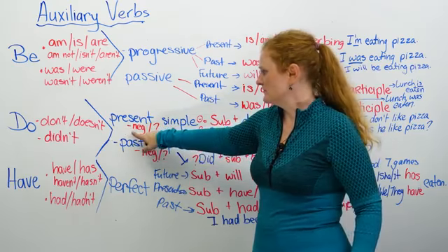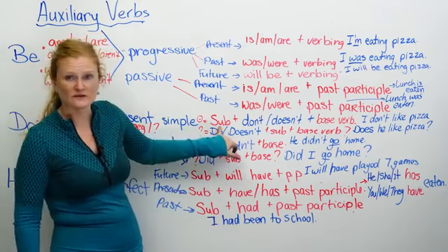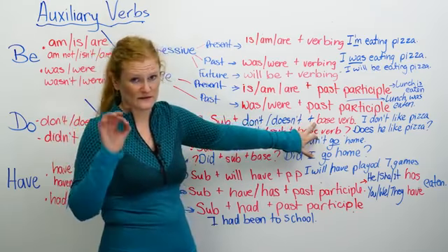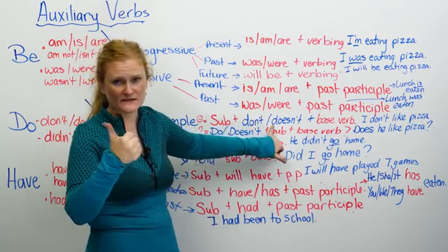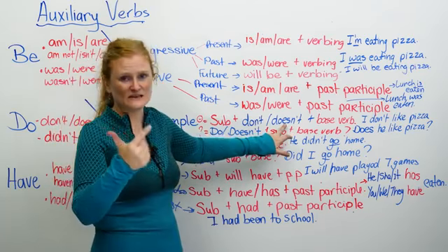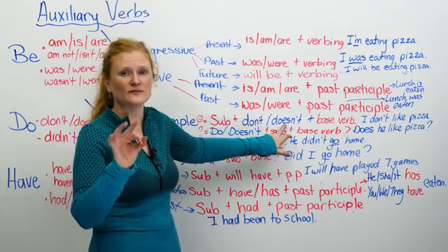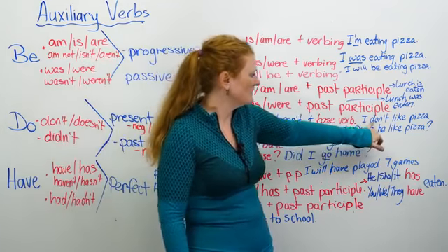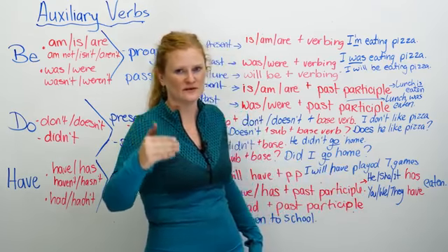We only use this auxiliary verb for the negative and the question form. So in the negative, we're going to use subject plus don't or doesn't plus the base verb. Now, this is where English gets tricky, and you have to remember that if it is I, you, we, and they, we use don't. But if it's he, she, or it, we have to use doesn't. So you always have to be careful with your subject and your verb agreement. They have to agree. So as an example, I don't like pizza. If I used he, I would say he doesn't like pizza.